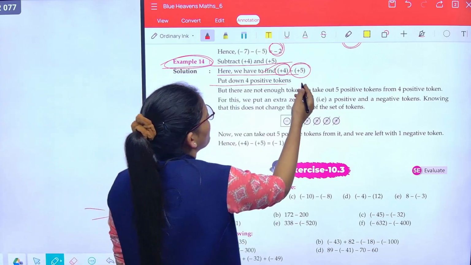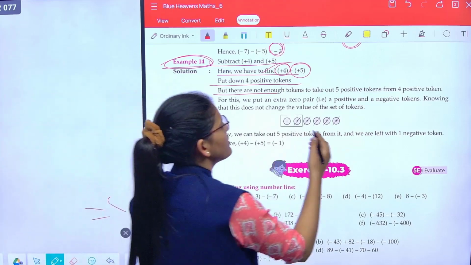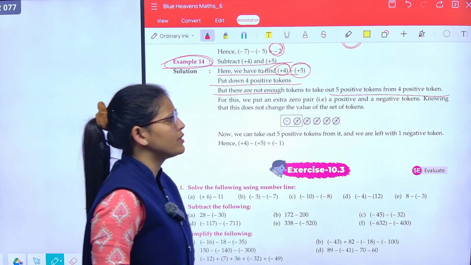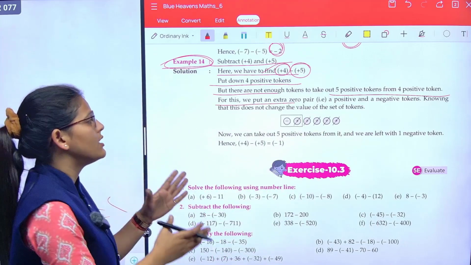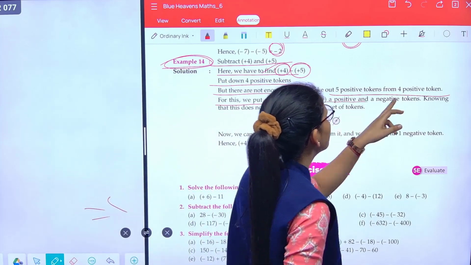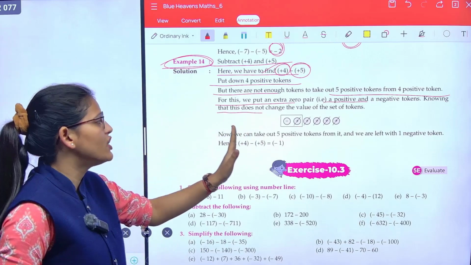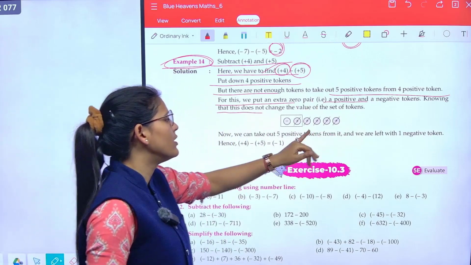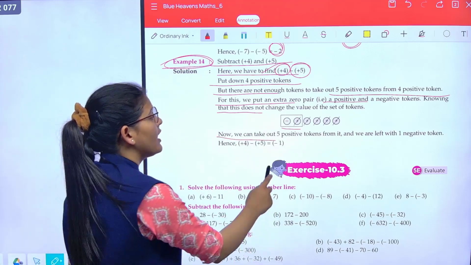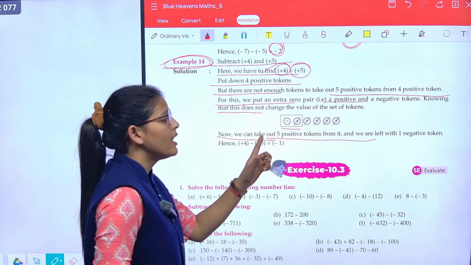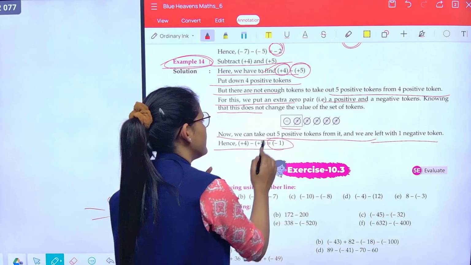Put down 4 positive tokens, but there are not enough tokens to take out 5 positive tokens from 4 positive tokens. For this we put in an extra 0. Now हम क्या करेंगे? Extra 0 pair, that is a positive and a negative token, knowing that this doesn't change the value of the set of tokens. You can see here. Now we can take out 5 positive tokens from it, and we are left with one negative token.